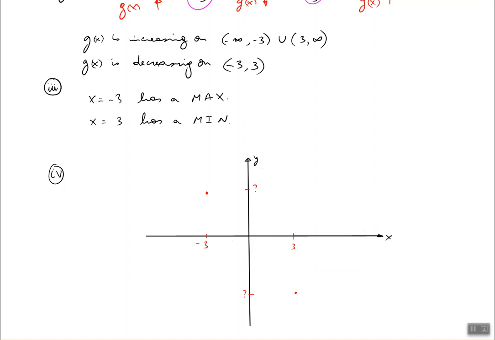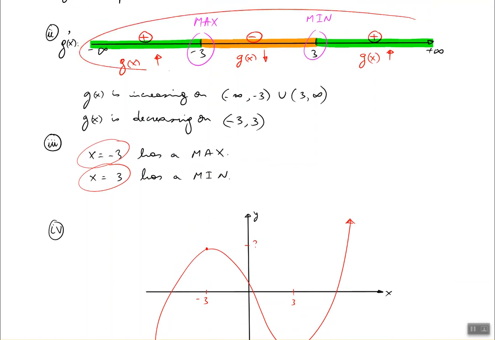In order to find that answer, I would have to plug negative 3 and positive 3 into the original function g of x that they gave me. But I'm not going to do that right now. That's not the point of the problem. The point of the problem is to draw a sketch. And so my graph is going to look like this. It has to go up first, then it has to go down to the minimum, then it has to go up afterwards forever.